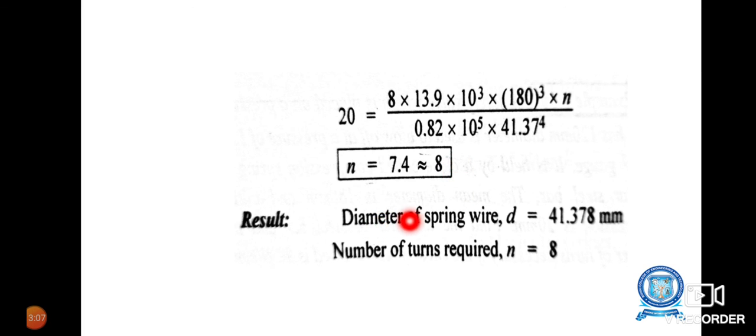So the result: diameter of the spring wire d is equal to 41.378 mm. Then number of turns required n is equal to 8. That is the answer.